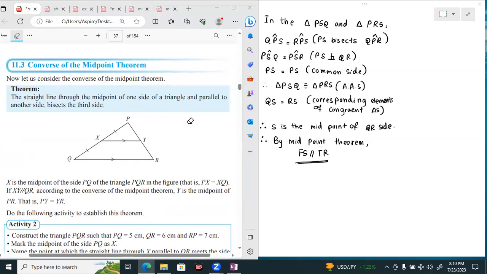When it comes to the converse, after we do a theorem in the triangles lesson, also in grade 10, you should have learned the converse of the theorem. After we do a theorem, we learn its opposite. The converse of a theorem is the opposite of the theorem.